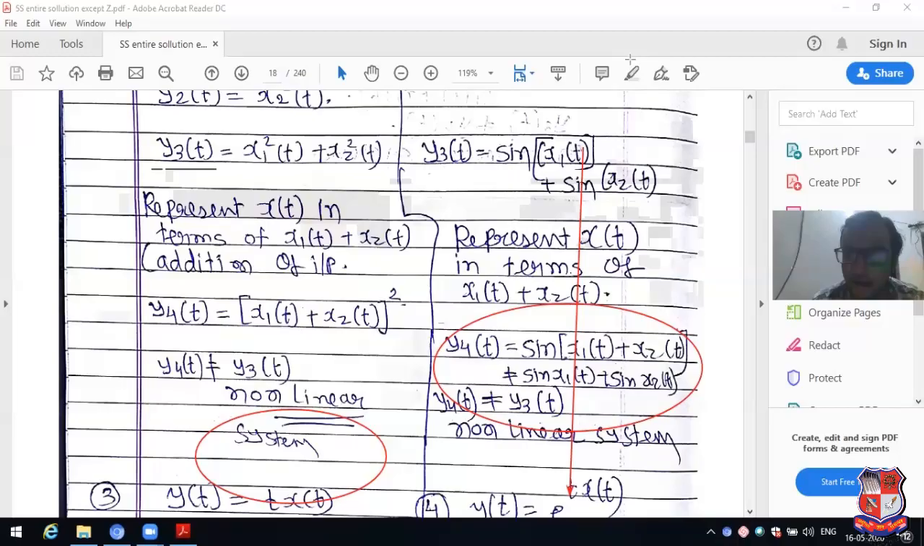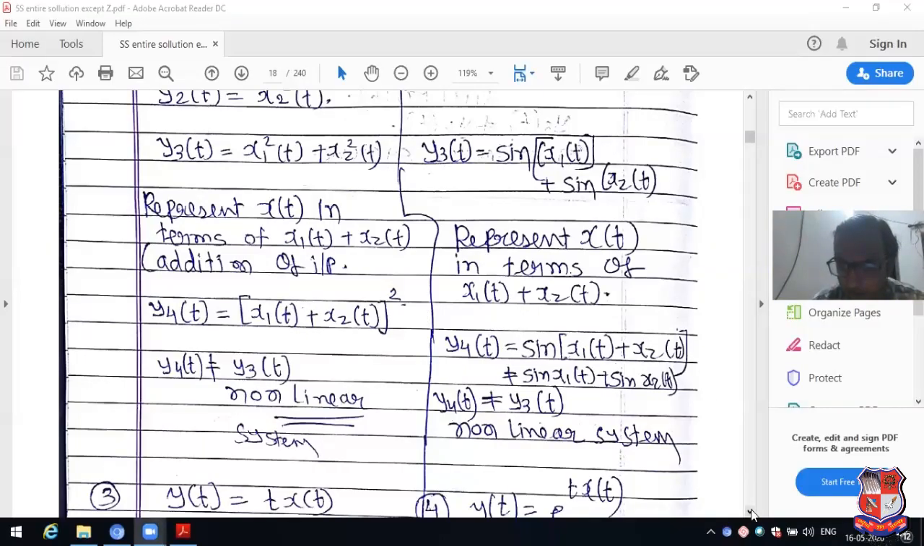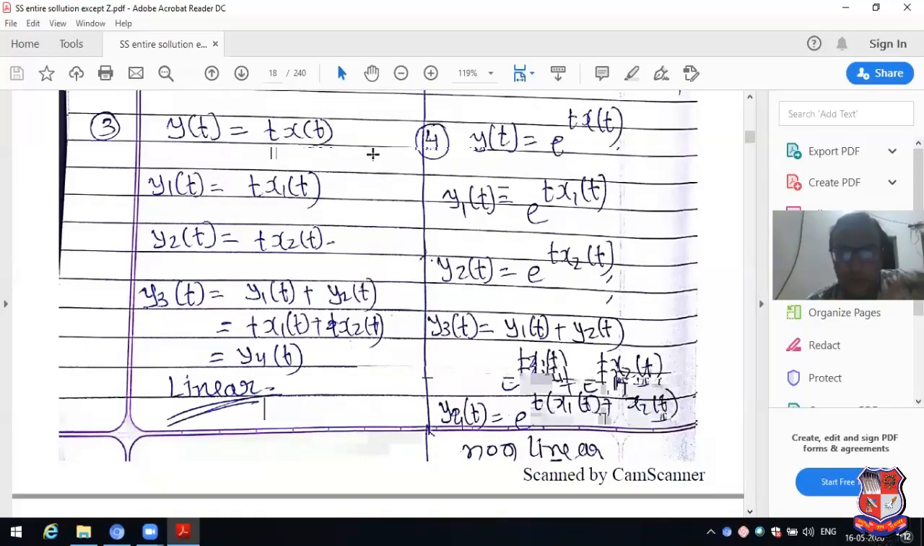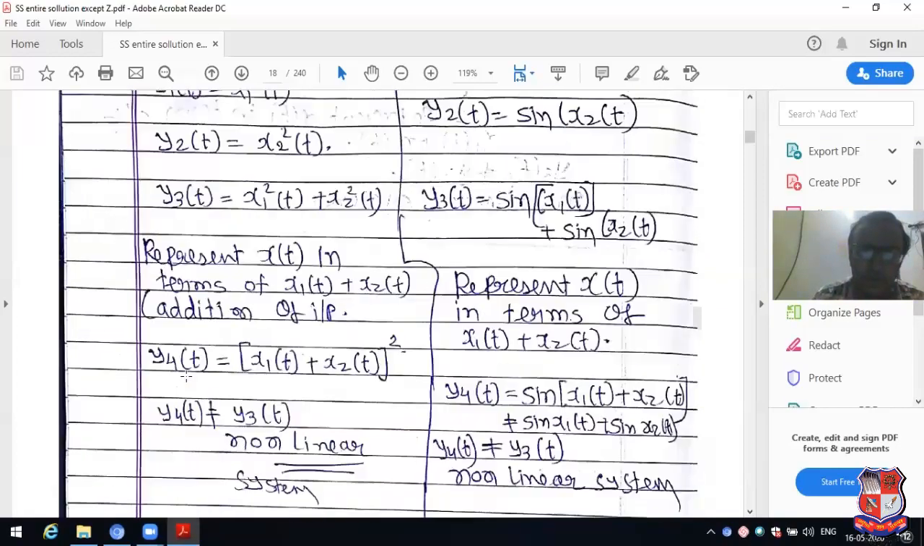So we have solved a number of examples based on this lecture, on systems. Now see, y of t equal to t into x of t, t into x1 of t, t into x2 of t, y1 of t plus y2 of t. So t into x1 of t plus x2 of t is equal to y4 of t. Individual addition, plus x of t represented in terms of x1 of t plus x2 of t. Obviously, it is a linear system. It follows the principle of superposition.